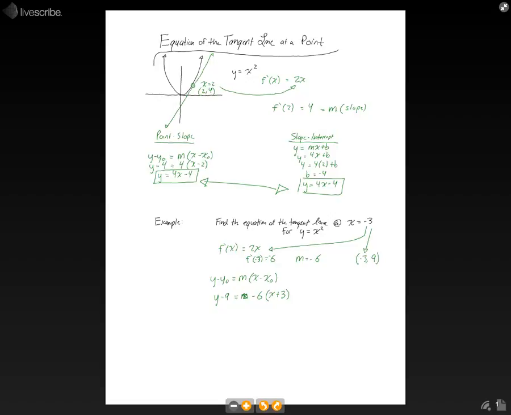So, when we simplify, we'll have y minus 9 equals negative 6x minus 18. And when we add 9 to both sides, we'll have y equals negative 6x minus 9, which is our final answer. And when we plot that back up here, we'll get something that looks like that. Once again, it's a rough sketch.